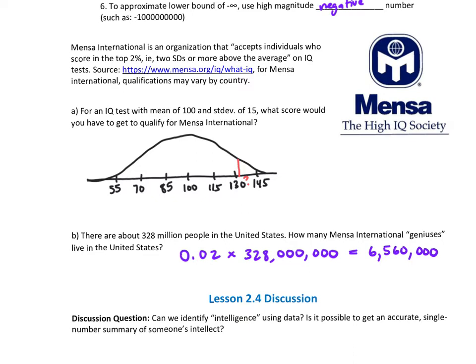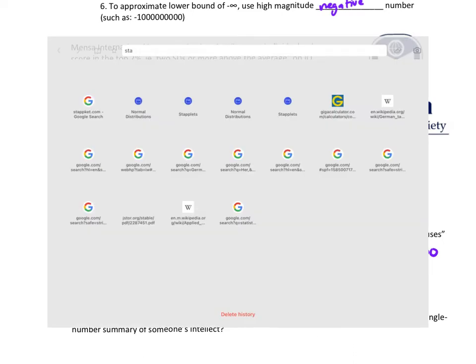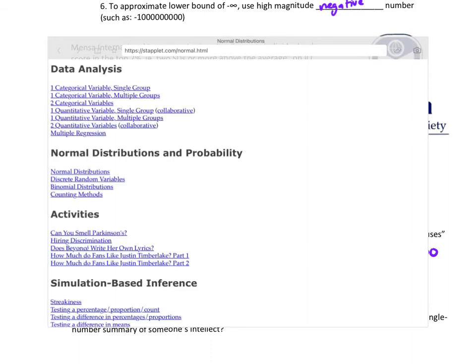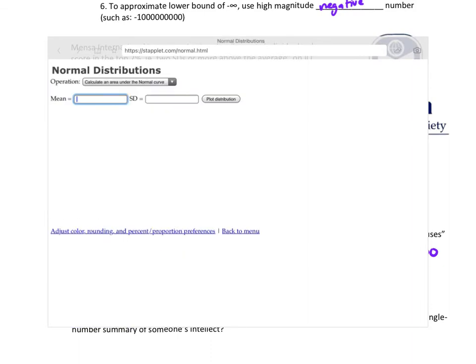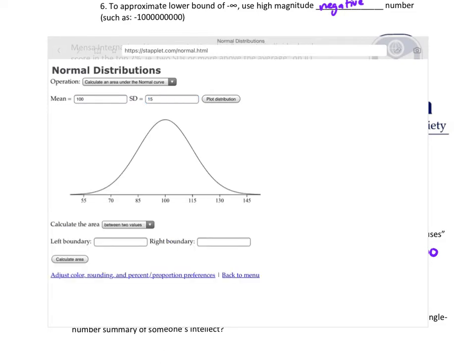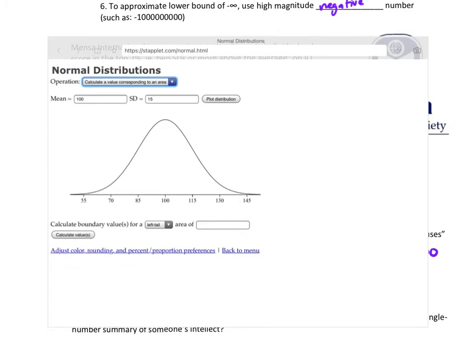So again, let me pull up a browser, statplet.com, go to normal, 115, plot it. And so I want to be in the top 2%. So I'm going to calculate the value corresponding to an area. And again, area here is representing percentages. So I want to find an area. I want to find a percent. I want to find a location on the x-axis that represents the top 2%.